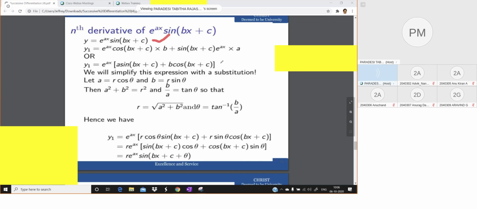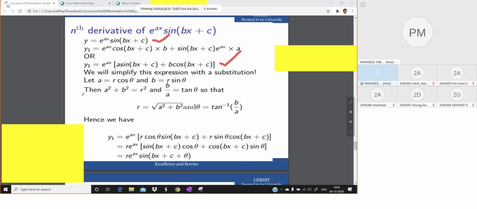So can you see that we have two terms here? If you take an e power ax common out, within brackets, do we get a sine bx plus c plus b cos bx plus c? Quickly verify and tell me whether it's right. If you take e power ax common out, is this what we get in brackets: a into sine bx plus c plus b into cos bx plus c? Yes or no?